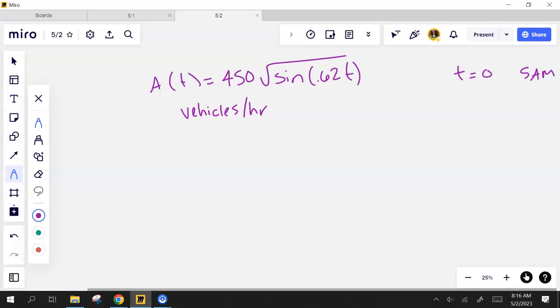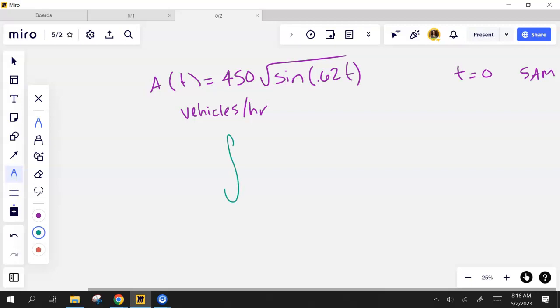So what am I going to do? I want the total number of vehicles. Right now I have vehicles per hour. It says A of t, which is a bit confusing because it feels like acceleration, but it's not. So what do I do? Do the integral. That's exactly what I would do. So I'm going to do the integral.